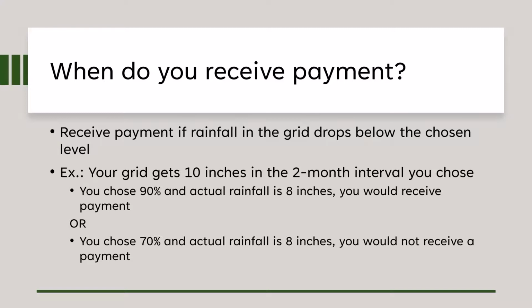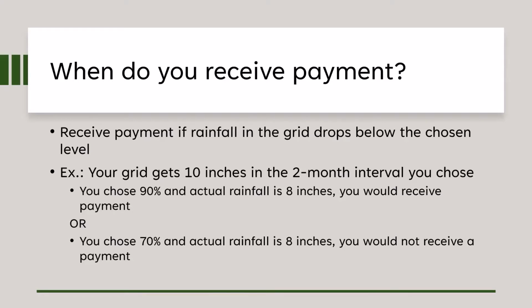So let's say we chose 90% coverage level. And during those 2 months, the actual rainfall was 8 inches. So compared to the 10 inches on average, there was a decrease of 2 inches. And so that dropped below 90% of the average. So we would receive a payment.